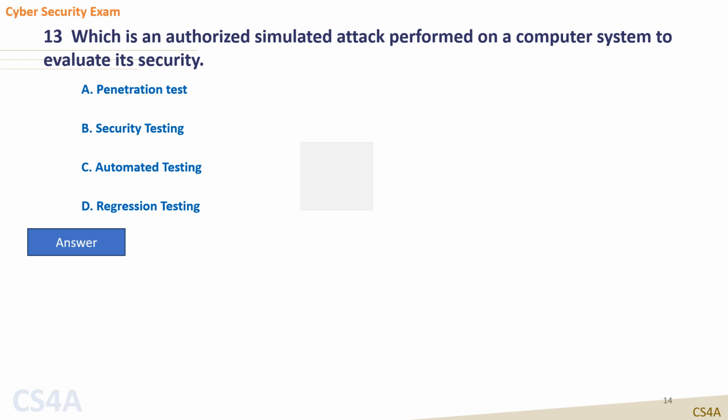So here the question is, which is an authorized simulated attack performed on a computer system to evaluate its security? Here the keyword is evaluate its security. Option A, penetration testing, is a correct answer. Security testing might also be a correct answer. Automated testing and regression testing are not related to security. Since the question states authorized simulated attack, penetration testing is the appropriate answer.